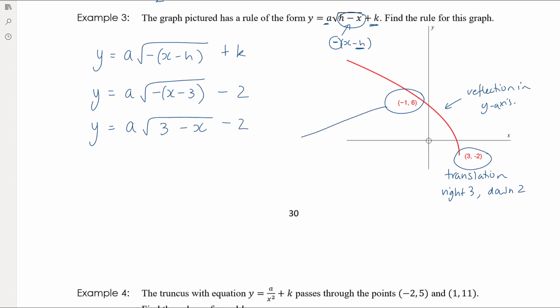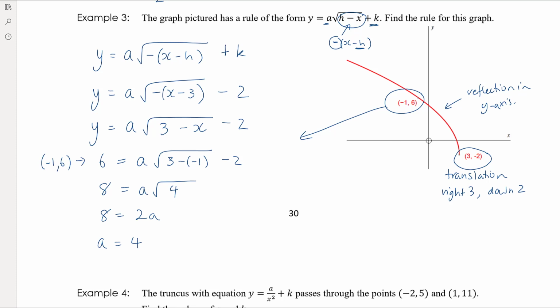Okay, so now let's use the point negative 1, 6 to find the value of a. So y equals 6 when x is equal to negative 1. So I might add 2, so it's going to be 8 over here. And then we've got square root of 3 minus negative 1, so it's 3 plus 1, so square root of 4. So 8 equals 2a, and so a equals 4. So it makes sense that a is positive.